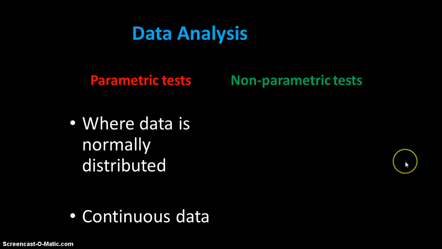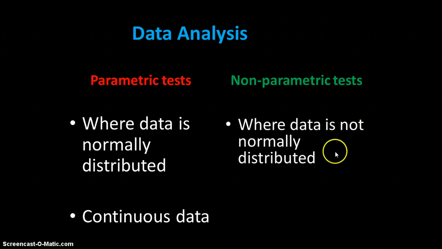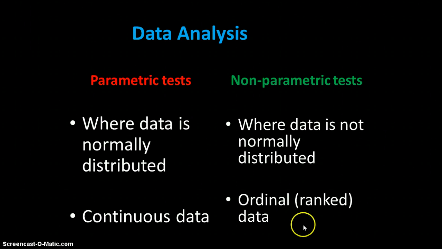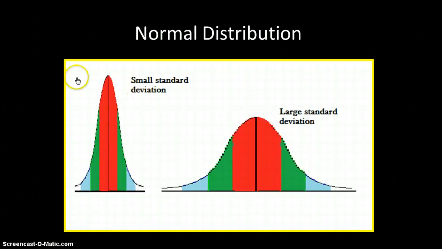Non-parametric tests are where there is not a normal distribution or where you have a different kind of classification of data or levels of data. Just to remind you, this is what a normal distribution would look like, the bell-shaped curve.